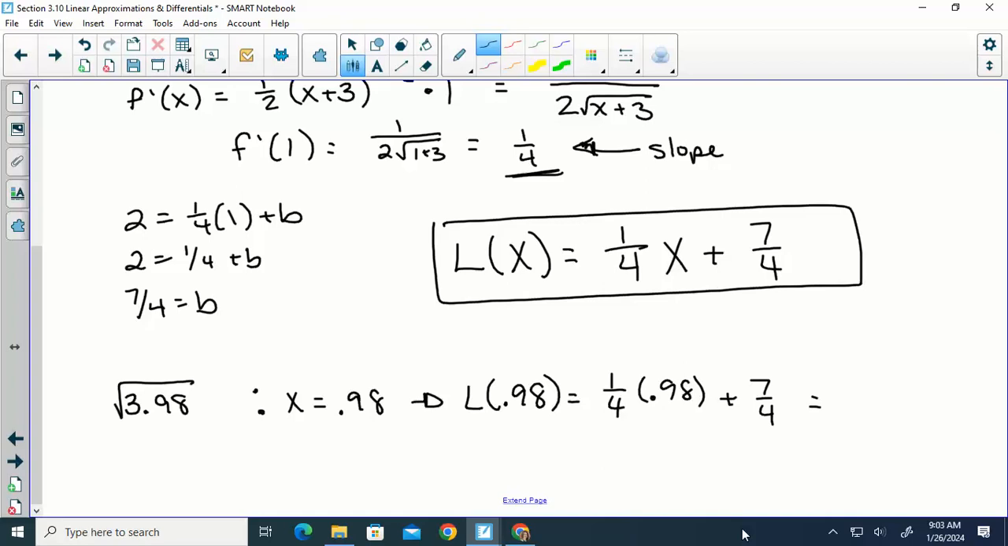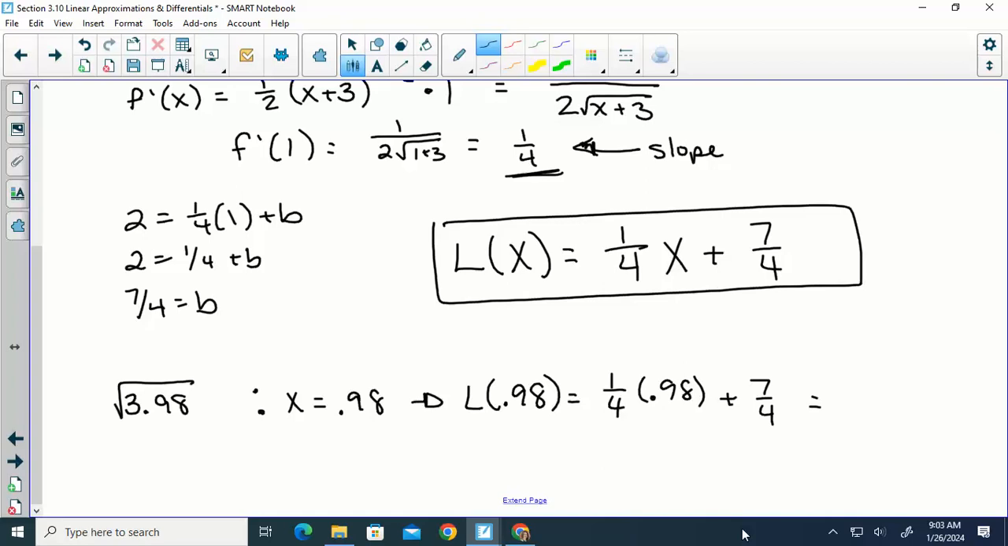I mean, if we did 0.98 times 1/4, or you could divide that by 4. 18 divided by 4: 16, so 2, you bring down a 0. So that's 0.245, plus 7/4, which is the same as 1.75.